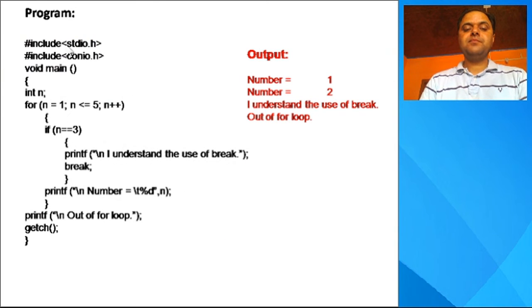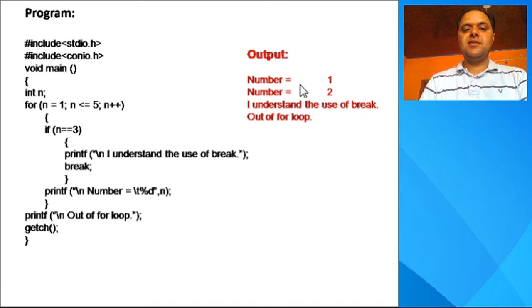Let's have a program. I have included two header files, stdio.h and conio.h. I have taken an integer n. I have used a loop here, for n equal to 1, n less than or equal to 5, n plus plus. If n equal to 3, print this and exit. When the value of n becomes 3, exit from this loop. Otherwise, print the value of n.